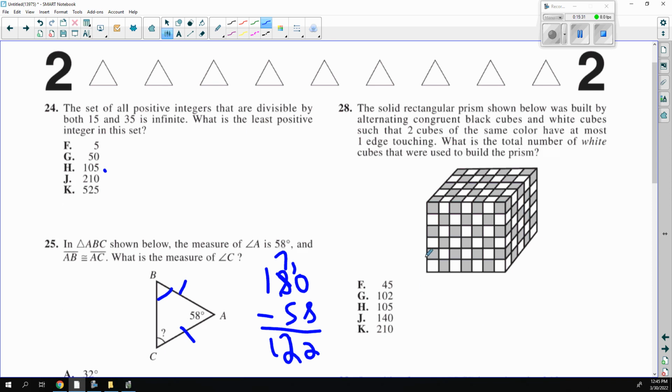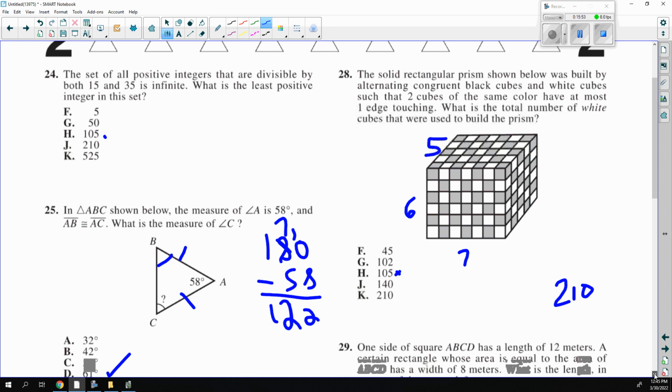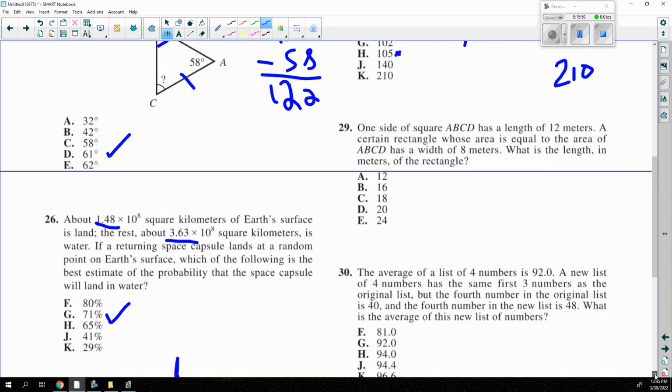This is volume of a box, but it's 6. This is 7 by 5. If you put that in box, you would get 210. Well, that's 210 cubes. Half of them are white and half of them are black. So it's half of 210, 105.